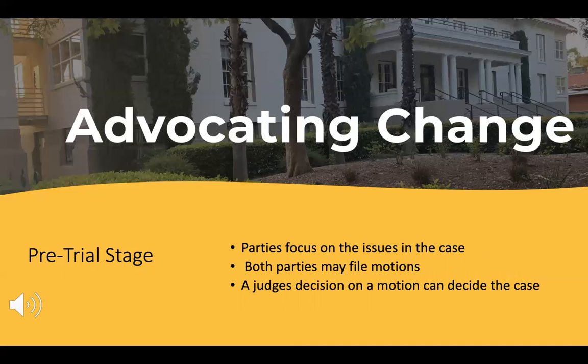Then the pretrial stage. This is where the filing and opposing of motions happen. The pretrial stage is when the parties try to focus on the issues in the case and get rid of claims and defenses that don't need to go to trial. In this stage, both parties file motions, which are written requests that ask the judge to take some action based on a party's legal argument. Motions are powerful tools. The judge's decision on a motion might win or lose the case for you.